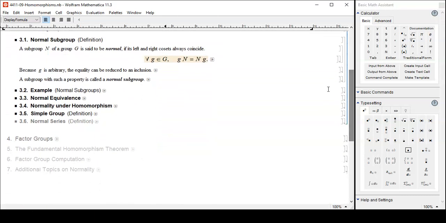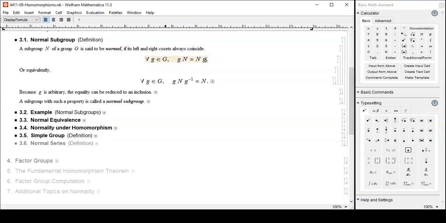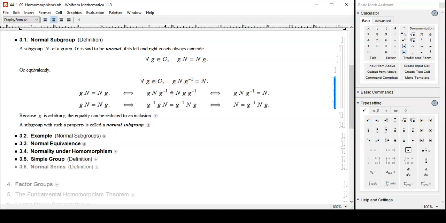Let's continue. Let's apply some algebraic manipulations here. You can rewrite this into that. What did you just do? Flip this g to the other side. Do you see the equivalence? If you don't, here's a manipulation. Multiply g inverse to both left-hand side and right-hand side from the right. Then these two cancel each other and become the identity, and we get what you want: gNg inverse is equal to N.